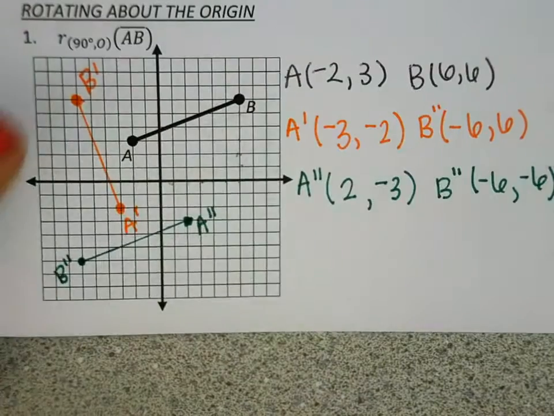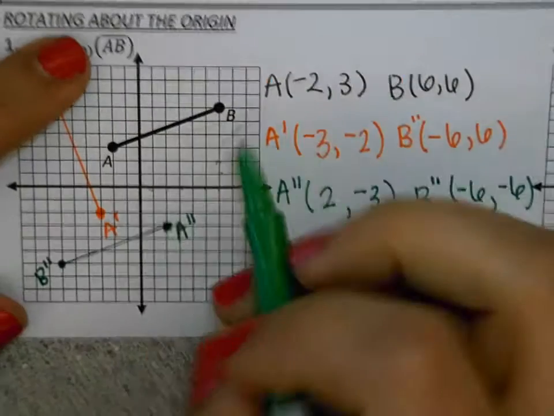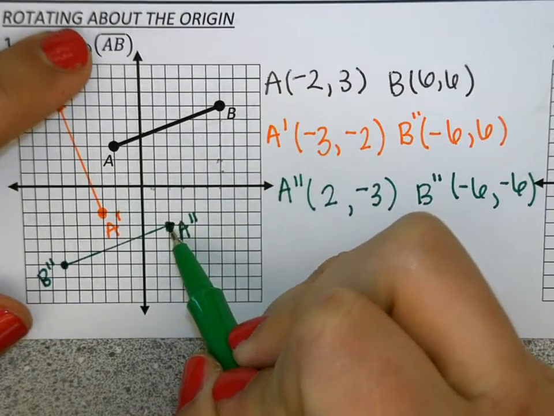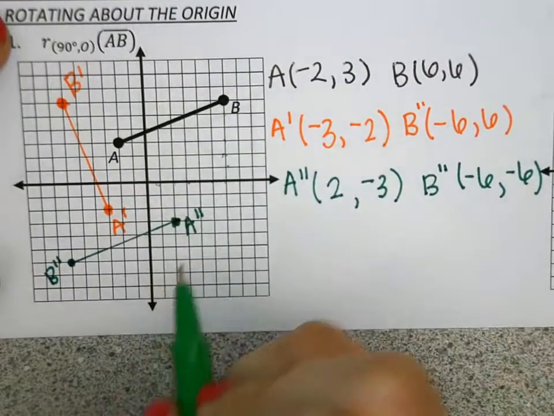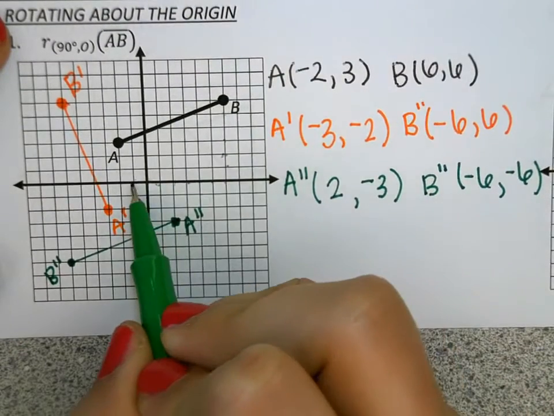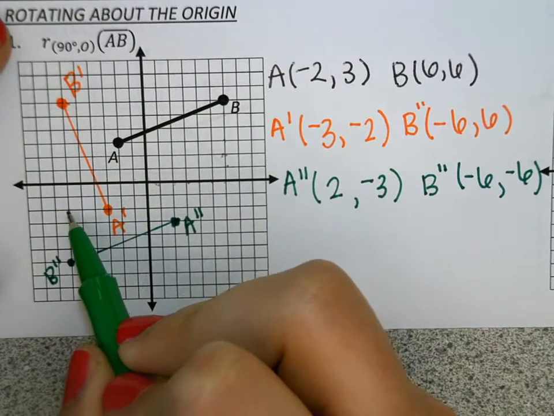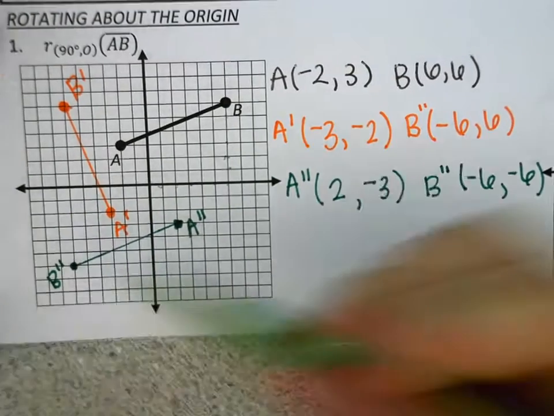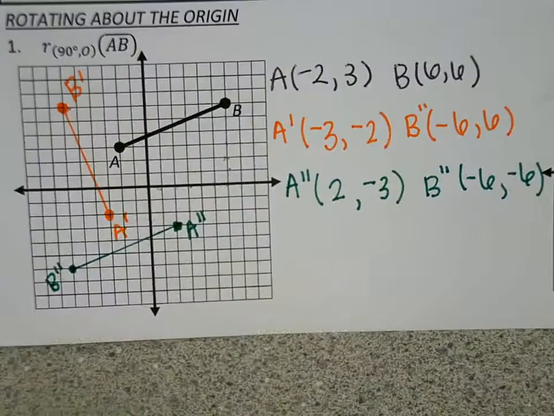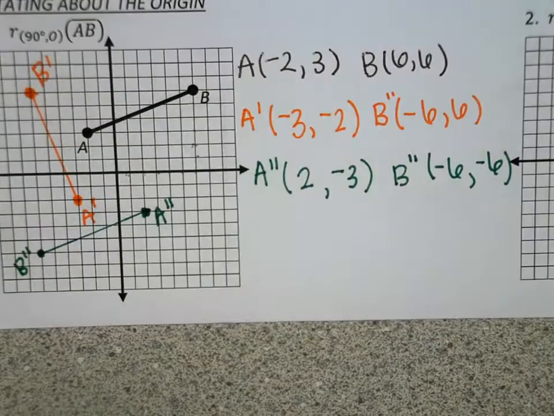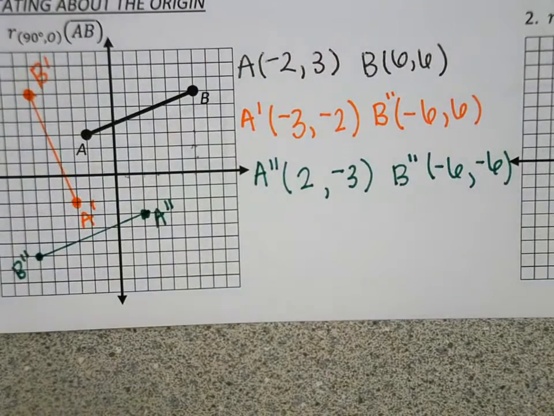So we said A double prime was going to be at 2, -3. So 1, 2, 1, 2, 3. And we said B was going to be at -6, -6. So 1, 2, 3, 4, 5, 6. 1, 2, 3, 4, 5, 6. Good job. So if we rotated 270 degrees, what do you think is going to happen?